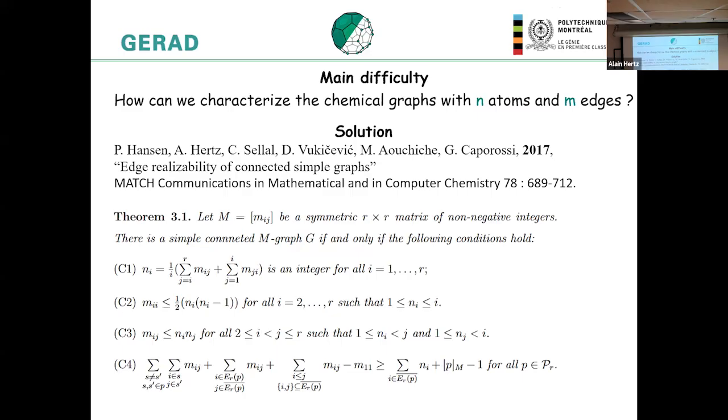This means this will induce a graph. So if you know the Mij values, you will know which graph has these Mij values, but I want the graph to be chemical. If these Mij values satisfy this kind of constraint, don't look at the details, then you know that you have a chemical graph. So that's what we did in 2017.